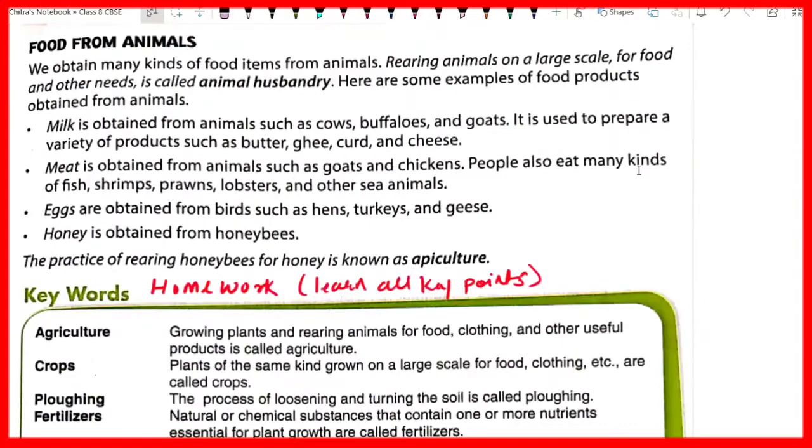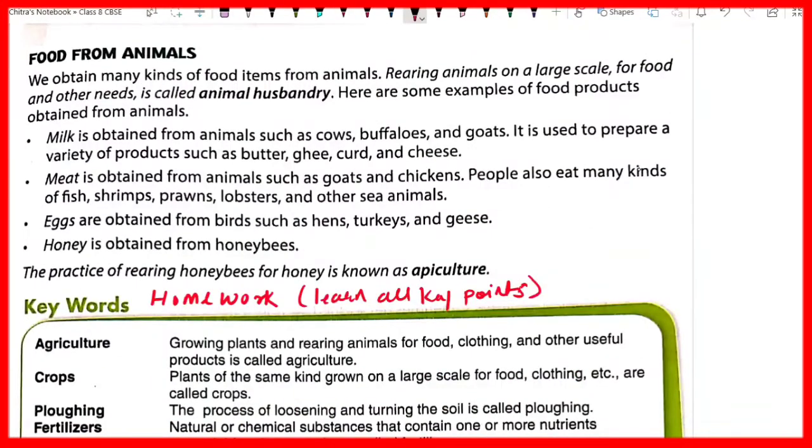Now we are going to discuss the food from animals, and this is the last part of our chapter. We obtain many kinds of food items from animals. That's why rearing of animals is common nowadays. Rearing animals on a large scale for food and other needs is called animal husbandry, and it is part of agricultural activity.